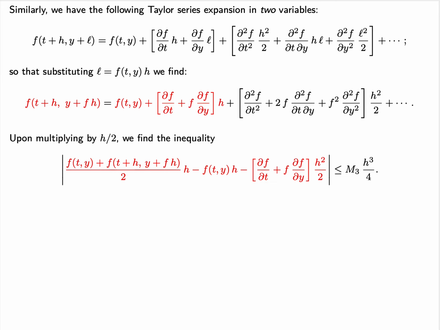Notice that here, this inequality comes from taking a look at the left-hand side minus the first two terms on the right-hand side. And the m3 is just the expression that we have in front of the h squared over 2.